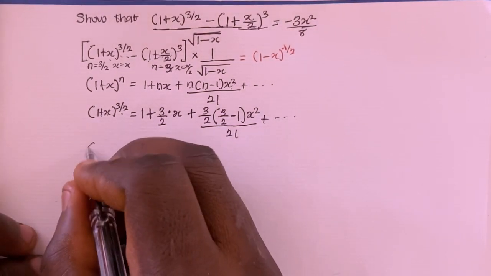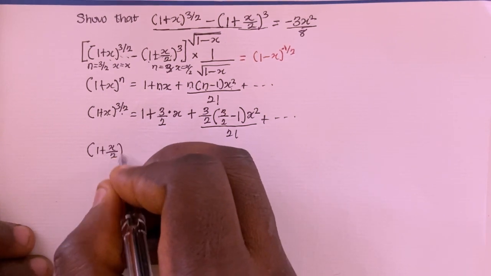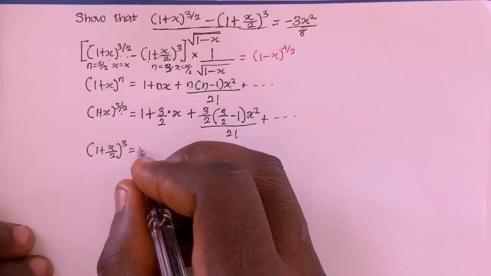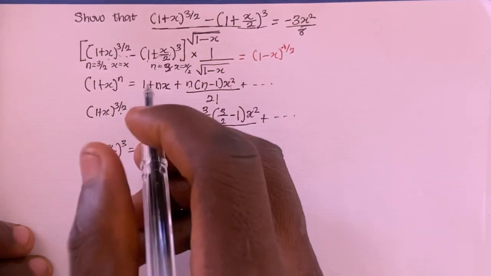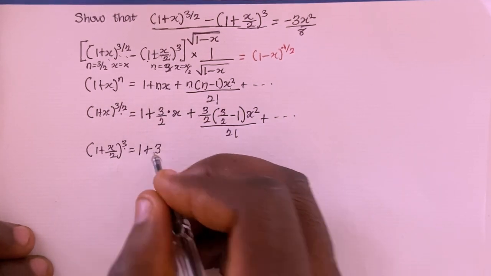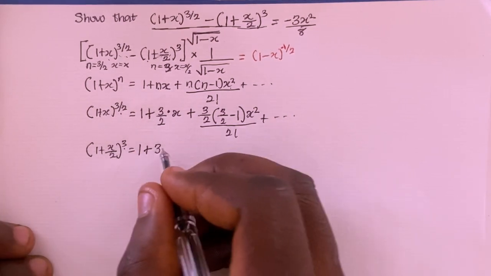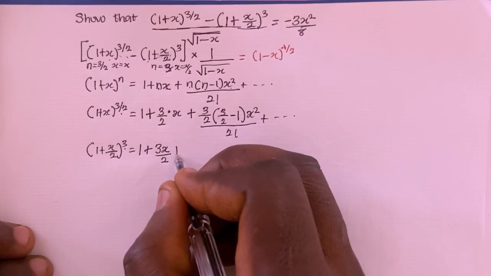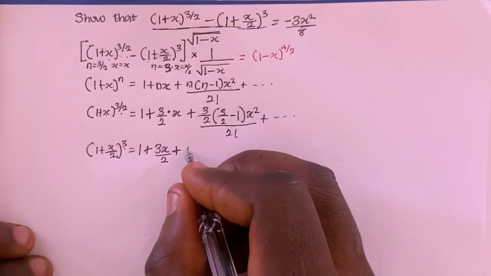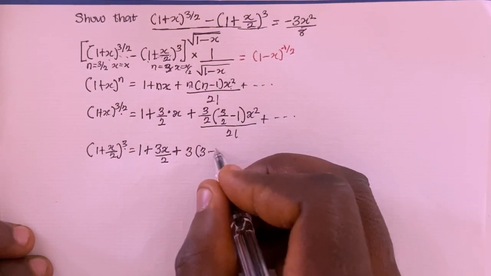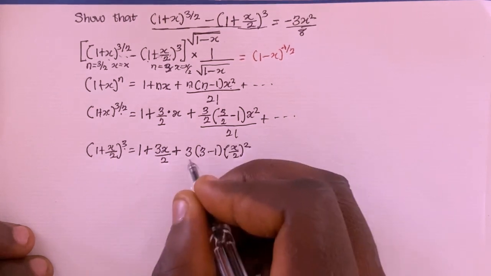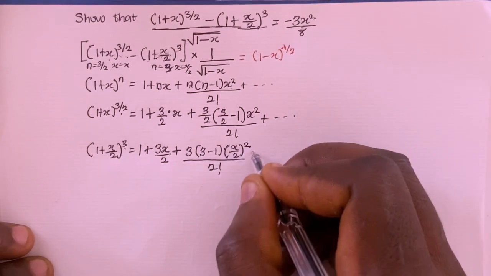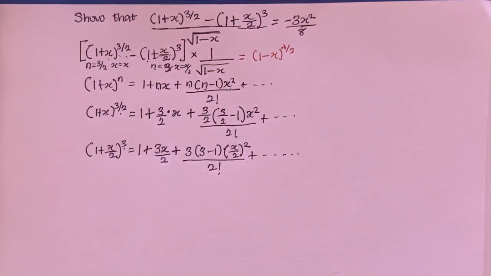Then the second case, I'm going to have this to be 1 plus x divided by 2 all raised to the power of 3. Now I'm going to have this to be 1 plus, in this case, my n is the power, which is the 3, then multiply by x. x is x over 2 here. So then I'm going to have x divided by 2, then plus n, which is 3 into brackets, then that's 3 minus 1, right? Then x squared is going to be x divided by 2 all squared, then all divided by 2 factorial, then plus some other terms.